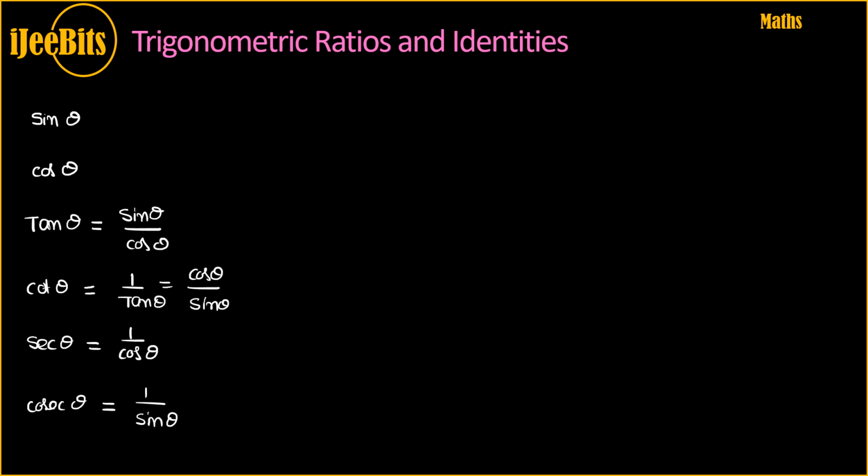And we also talked about complementary angles. What is meant by complementary angles? Complementary angles means if, let's say, A and B are the two angles, then the sum A plus B equal to 90. If so, then these are called complementary angles.